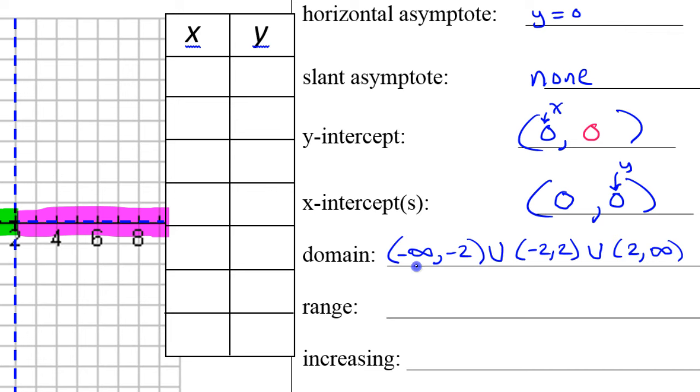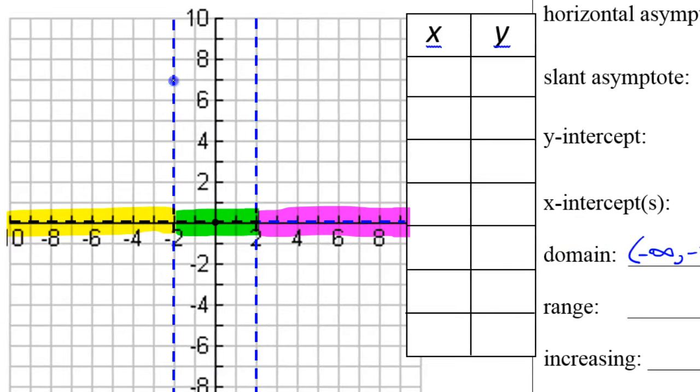The domain is always going to start with negative infinity and end with positive infinity. In between, you're going to pause at any discontinuities, either vertical asymptotes, or if there was a hole, I would have stopped and started again afterwards. So there's my domain. The range is more complicated than that, and I will need the graph to know what the range is.